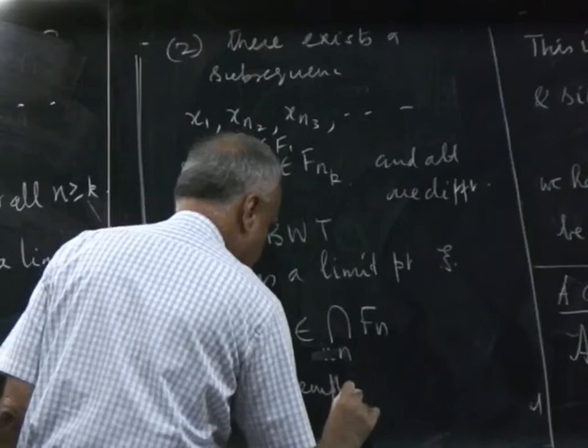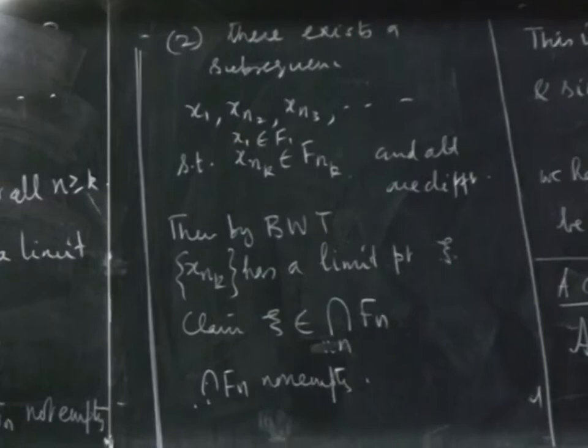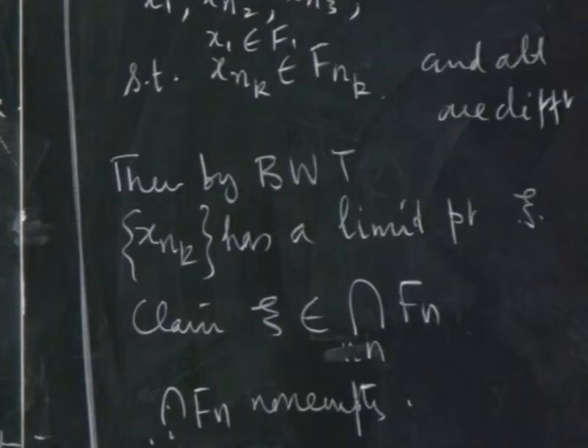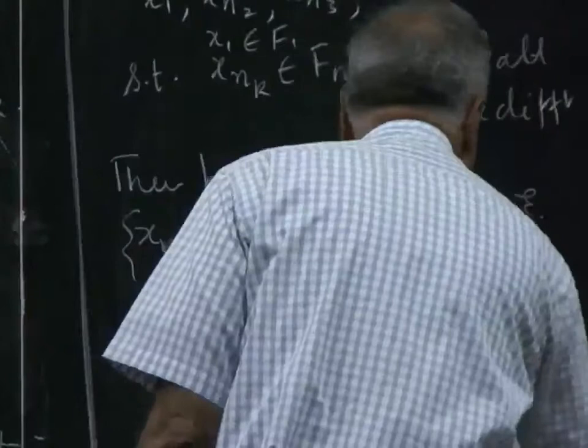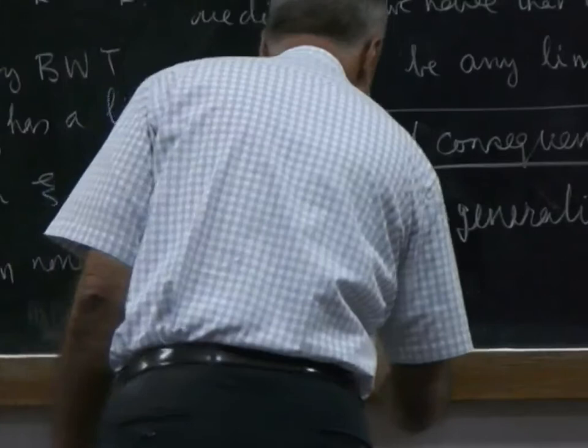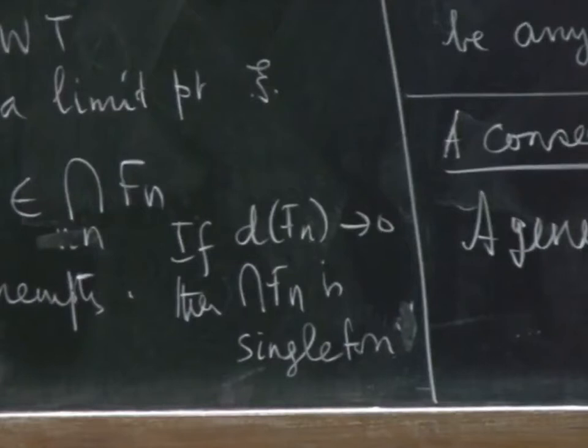So far I have used only the condition that the sets are nested. If we now take the additional condition from the previous time, you can show it. What did we do the previous time? If you have two limit points, they belong to F_n and the distance between them is less than any small number I can make, because the diameter is going down to 0. The same argument will carry over and show that if d(F_n) goes to 0, then the intersection of the F_n is a singleton. So that's the main theorem, which now encompasses the closed intervals, everything.